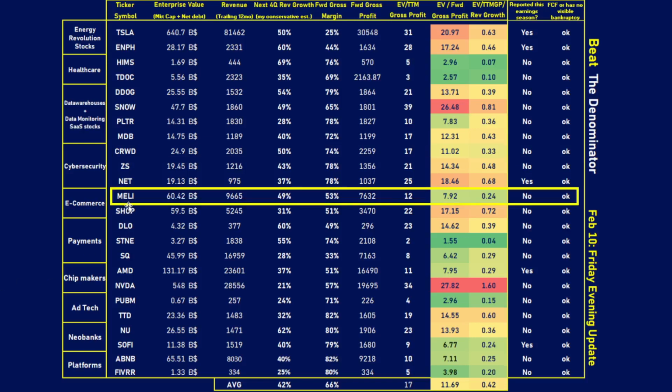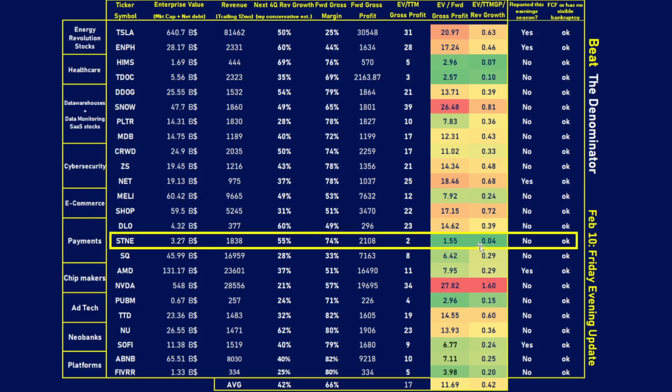In e-commerce, a lot of platforms and websites are scaled. So I only look at Mercado Libre and Shopify. When you compare Mercado Libre and Shopify, it's really a no-brainer. Mercado Libre is very inexpensive. Shopify is very expensive. I am slowly averaging out of the stock. I've sold a little bit of my position, and I'm selling it slowly. I think Shopify is very expensive right now.